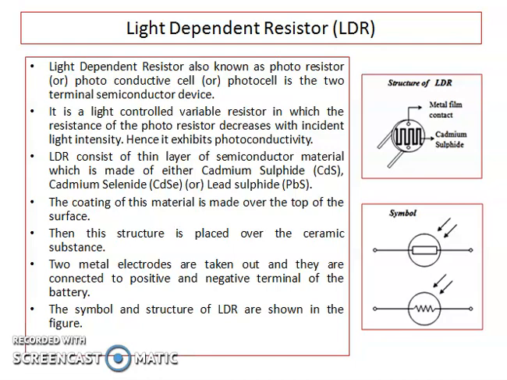Two metal electrodes are kept out and they are connected to the positive and negative terminals of the power supply or battery. The symbol and structure of the LDR are shown in the figure, and here we find that since it is a light dependent resistor, the symbol itself indicates that it is a resistor which depends upon the light.